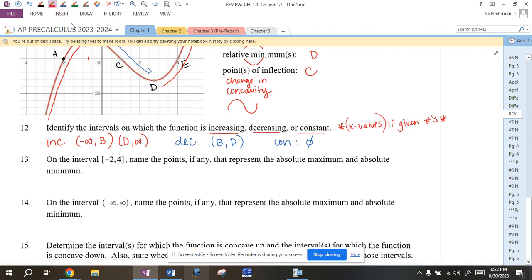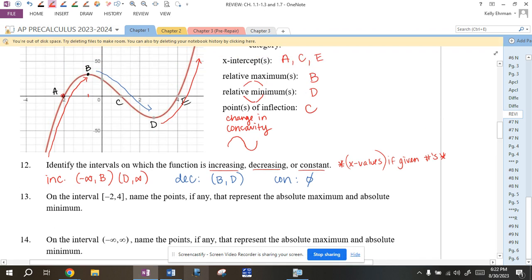On the interval -2 to 4, so that is A to E, just on this middle interval here, ignoring the outer parts. Okay, on the interval -2 to 4, name the points, if any, that represent the absolute maximum and absolute minimum. If I give you a closed interval like this that has endpoints and f is continuous, which it is, this graph is continuous on that interval, there has to be an absolute max and an absolute min.